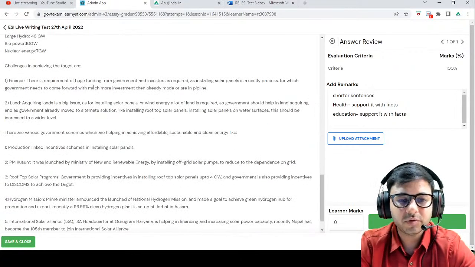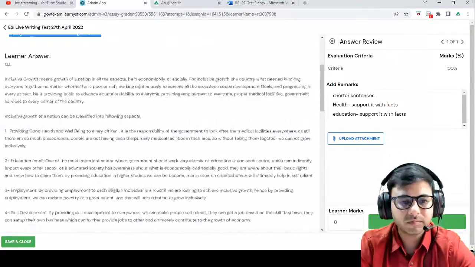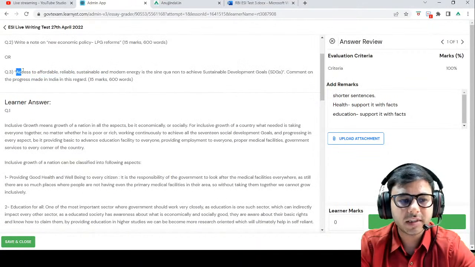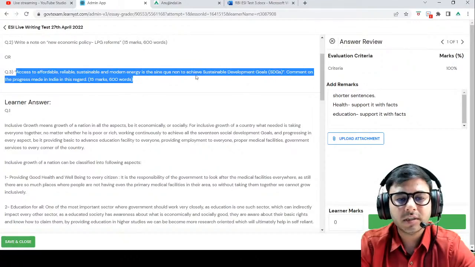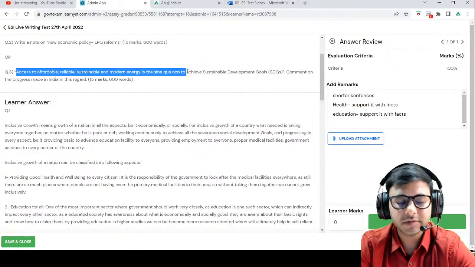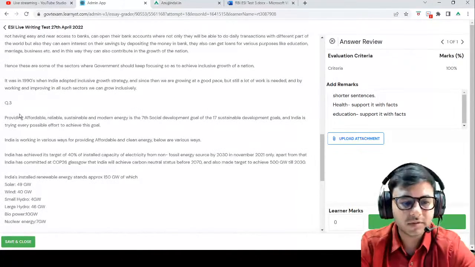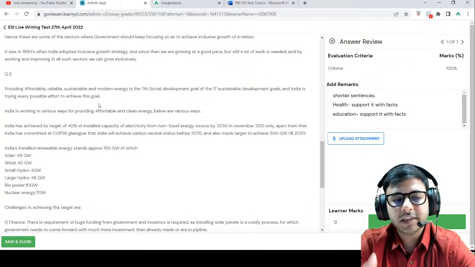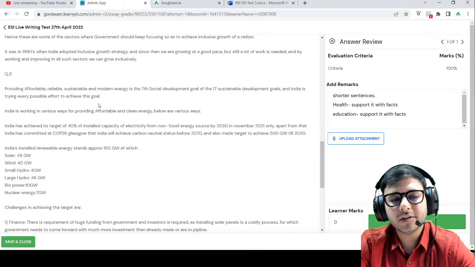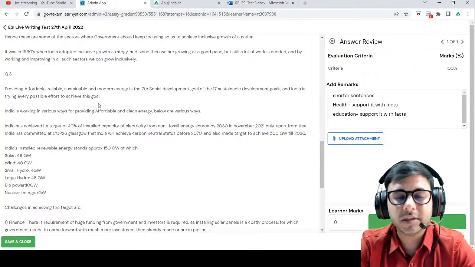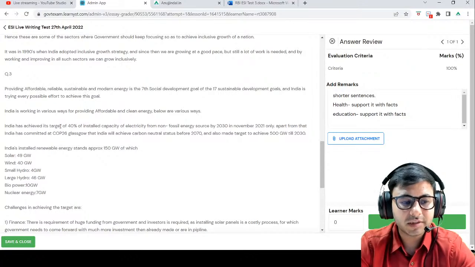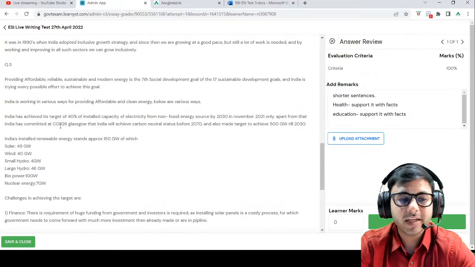Challenges in achieving the target. Finance, there is requirement of huge funding from government and investors is required. इसके ऊपर बात नहीं करी है that access to energy is sine qua non, मतलब mandatory to achieve SDGs. Okay, so it was important that in the introduction you talked about the importance of achieving affordable, reliable, clean energy target to have sustainable development goals, to have sustainable development. Okay, तो उसके ऊपर इंट्रोडक्शन में बात किया जा सकता. देन यू कुड हैव टॉक्ड अबाउट इंडियाज प्रोग्रेस.